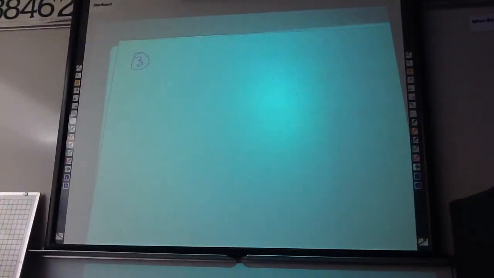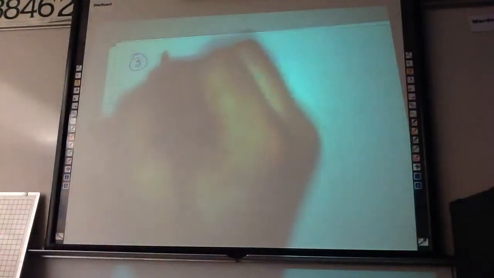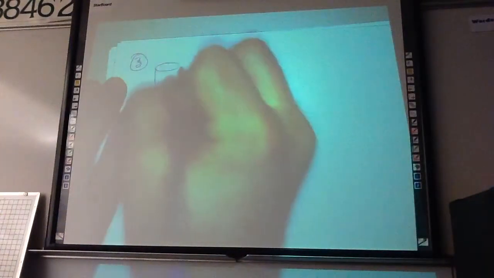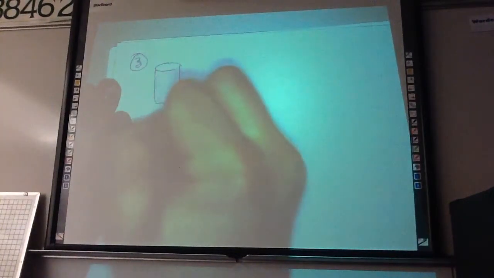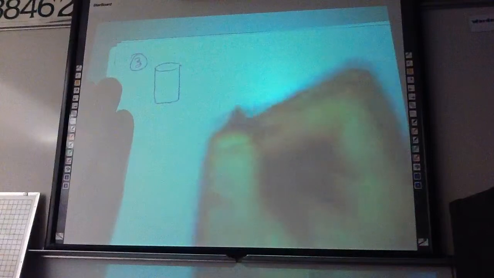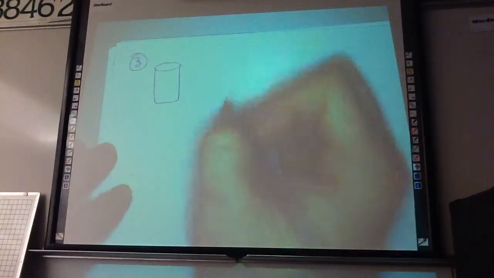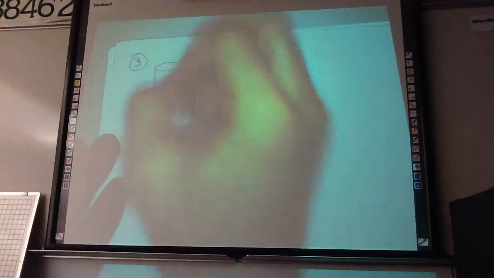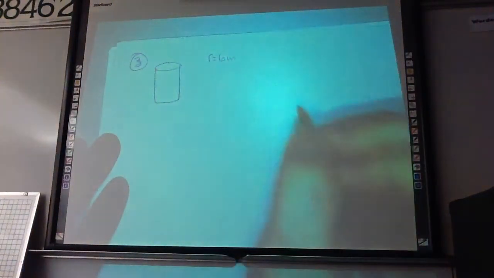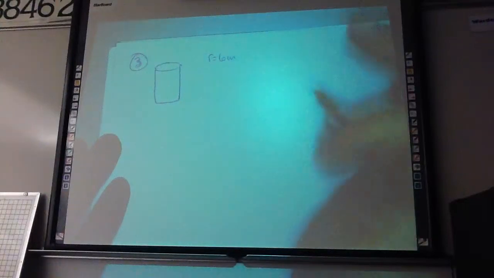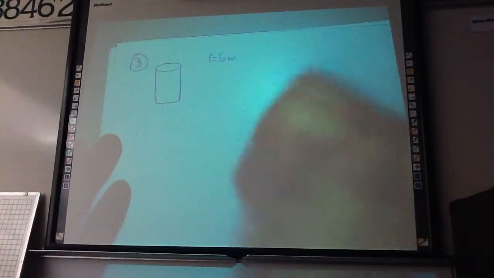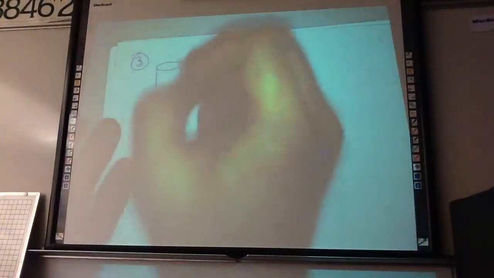A cylindrical tank. Can you draw that? A cylindrical tank with a radius of 6 is filling with fluid at a rate of 108 pi cubic meters per second.